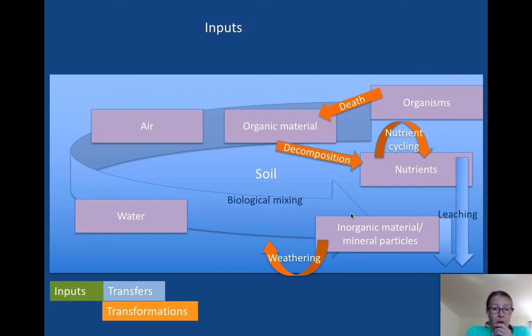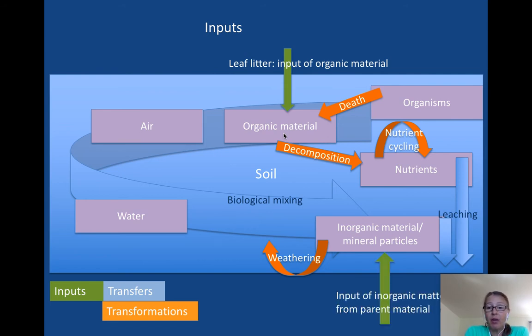Okay, so now inputs. Inputs are what goes into the soil to help form it. It's kind of one of the flows. And so leaf litter is one nice input of organic material. Okay, so you might have organisms that are in the soil that die and create the organic material, but you can also have that leaf litter that starts to break down and become part of the soil as well. And there's also the inorganic matter from the parent material that's coming up, and that is part of what goes into the soil as well.